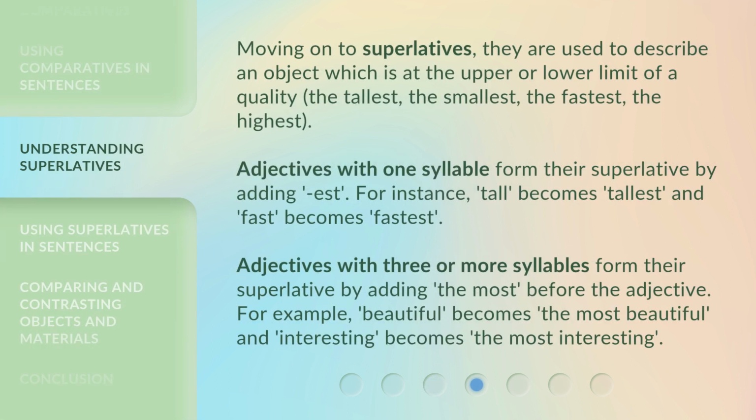Moving on to superlatives. They are used to describe an object which is at the upper or lower limit of a quality: the tallest, the smallest, the fastest, the highest. Adjectives with one syllable form their superlative by adding "est". For instance, tall becomes tallest, and fast becomes fastest. Adjectives with three or more syllables form their superlative by adding "the most" before the adjective. For example, beautiful becomes the most beautiful, and interesting becomes the most interesting.